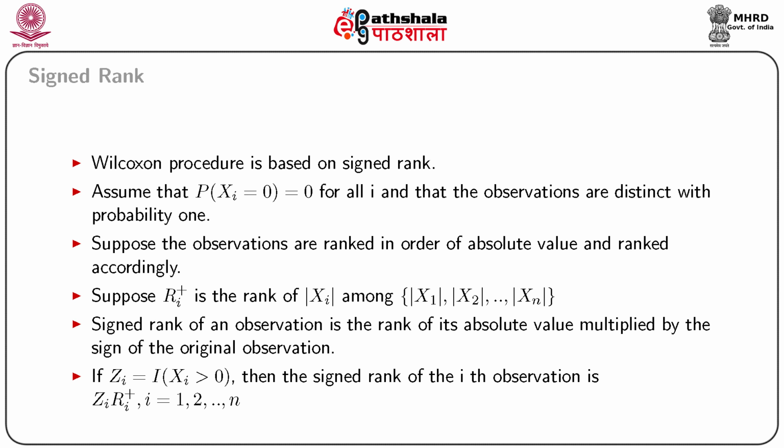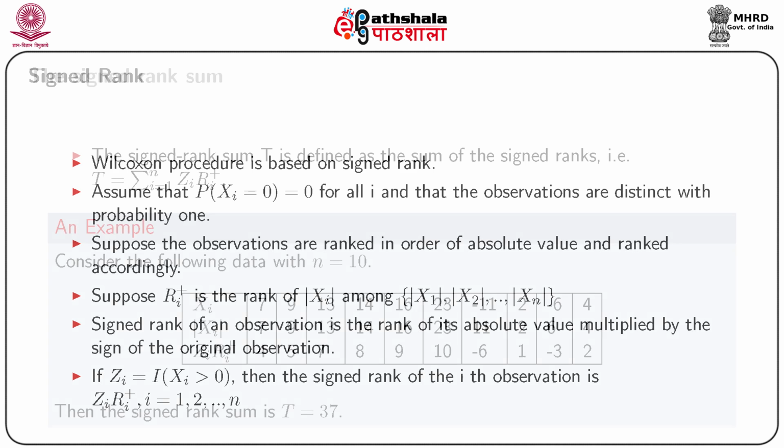Suppose Ri plus is the rank of modulus of xi among modulus of x1, modulus of x2, up to modulus of xn. Signed rank of an observation is the rank of its absolute value multiplied by the sign of the original observation. If Zi denotes the indicator of xi greater than 0, then the signed rank of the ith observation is Zi multiplied by Ri plus, for i from 1 to n.